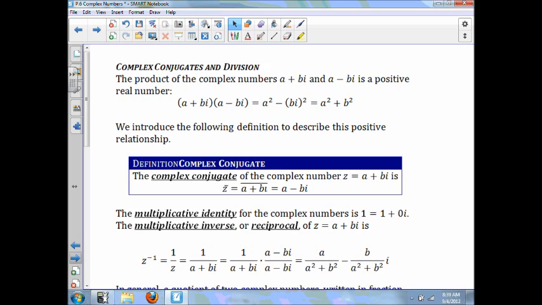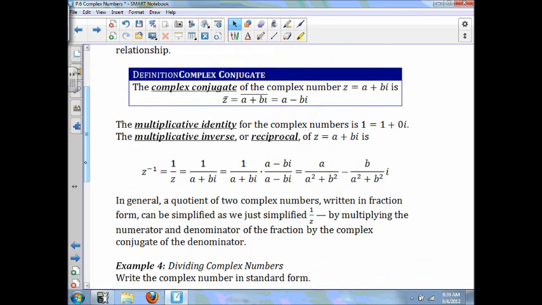Now the multiplicative identity for the complex numbers is 1, which is 1 plus 0i. The multiplicative inverse or reciprocal of z equals a plus bi. So the z inverse, or 1 over z, you'll end up getting a over a squared plus b squared minus b over a squared plus b squared i. We're really not going to worry too much about this here.